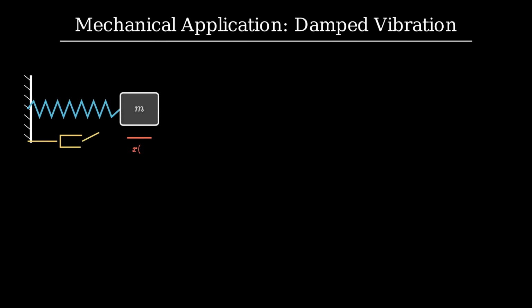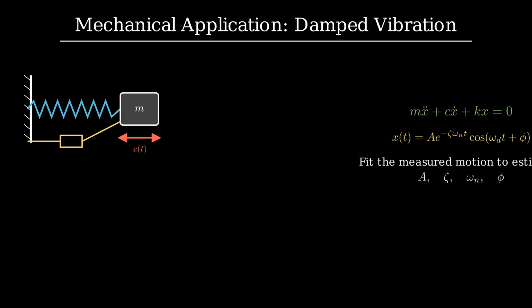A real mechanical example is a vibrating mass attached to a spring and damper. A displacement sensor records how the motion decays after the mass is released. The governing equation contains mass, damping, and stiffness. Its underdamped solution is an exponentially decaying sinusoid.